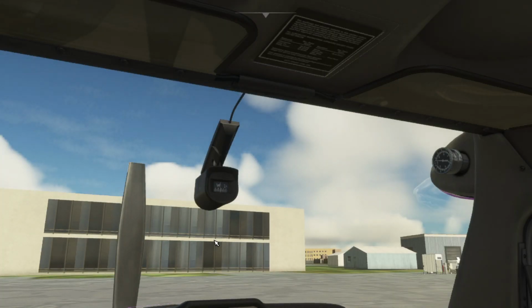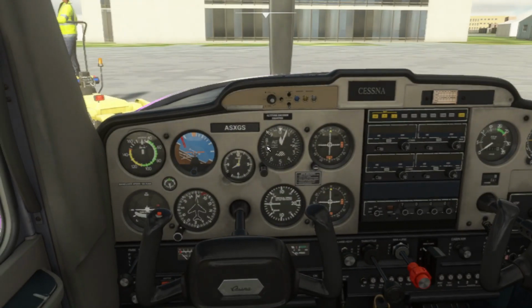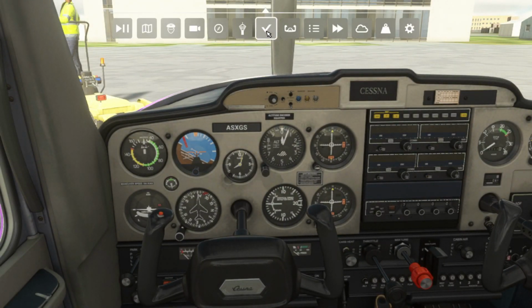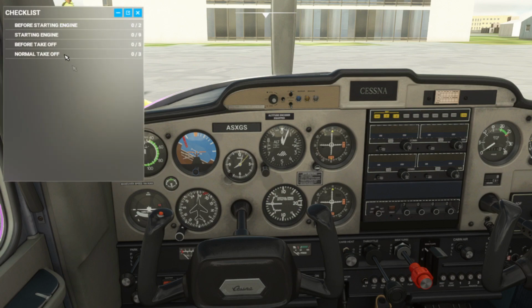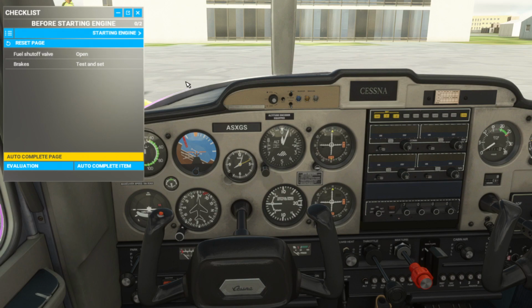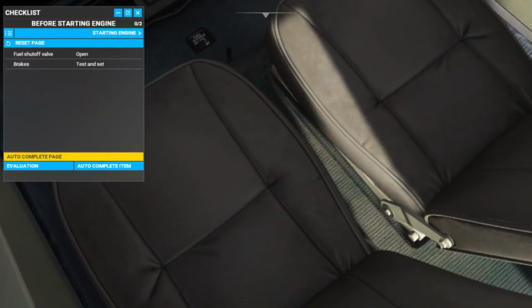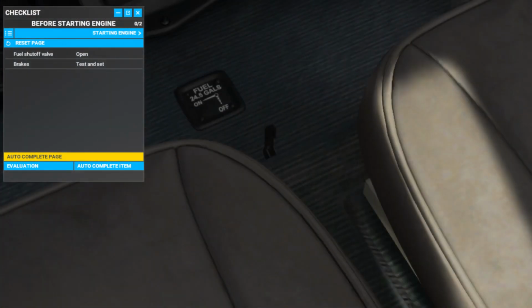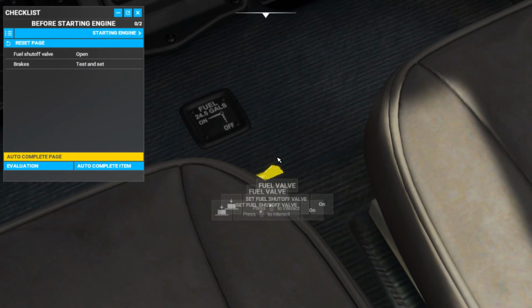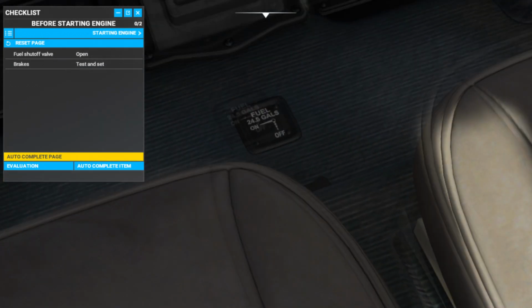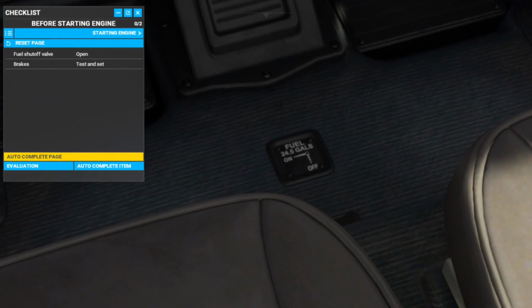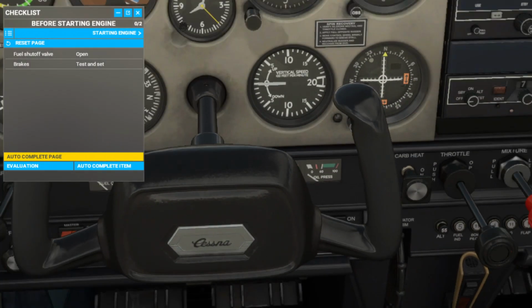Now, first of all, we have a checklist prepared for this simulator. We're going to use that to understand what we're going to have to do. First of all, before starting the engine, the fuel shut-off valve needs to be open, which is over here, as you can see. It's in the off position. We're going to turn it on, and then there it is.